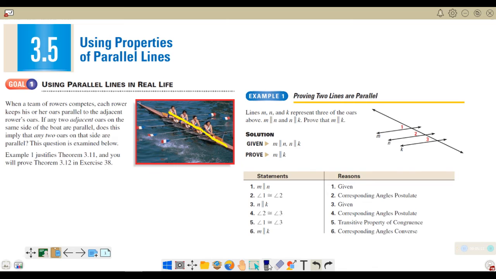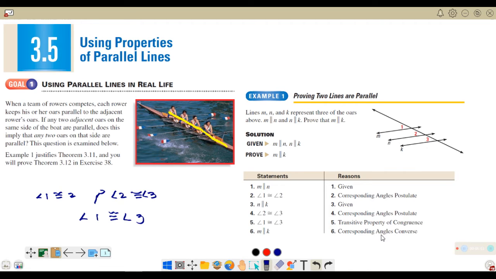Since angle 1 is congruent to angle 2 and angle 2 is congruent to angle 3, we can say that angle 1 is also congruent to angle 3 through the transitive property of, hindi na equality because we are talking about congruence. So we will say transitive property of congruence instead of transitive property of equality. Now let's go to the final step.